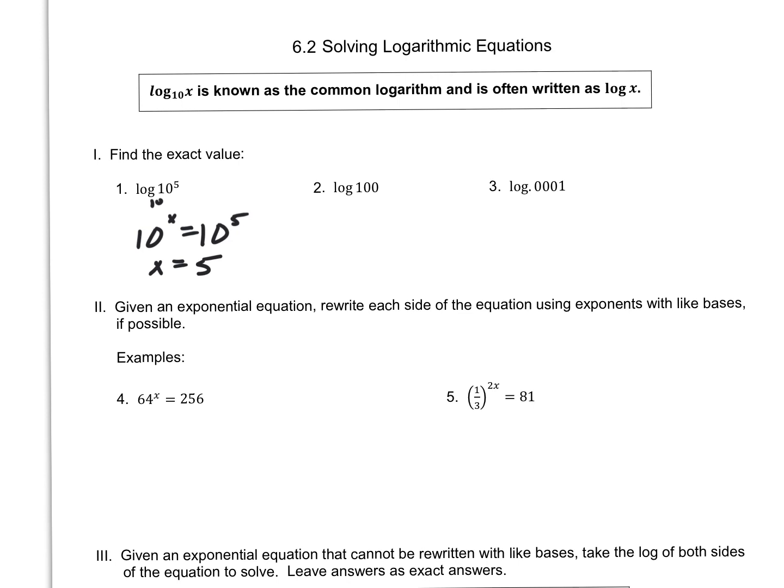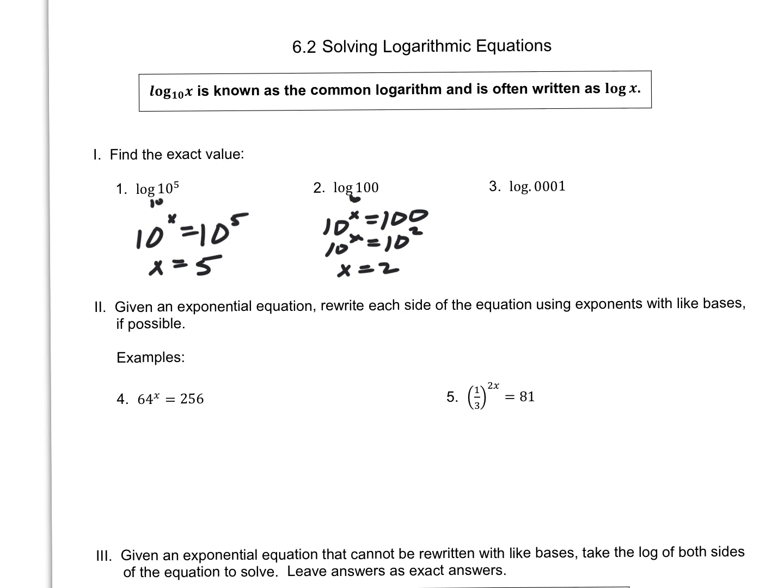So when I get down here to number 2, log base 10 of 100, again, my base is 10. So I'm going to have 10 to what power equals 100? Well, I'm going to rewrite them so they have the same base. 100 is 10 squared. So my bases are equal, so my exponent is a 2.